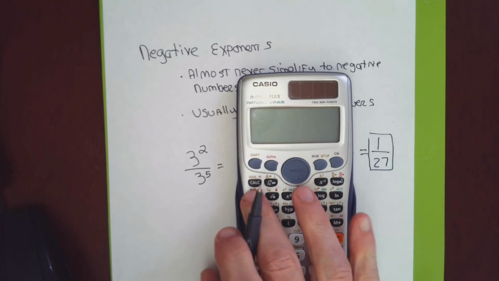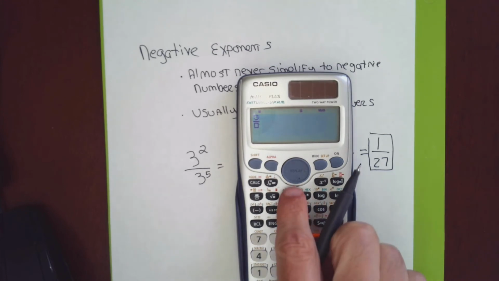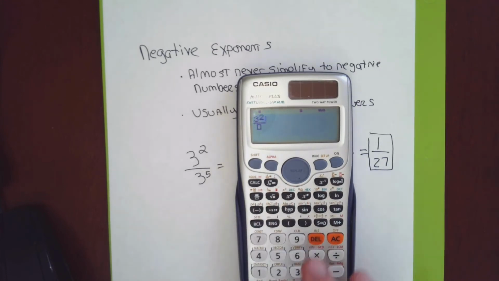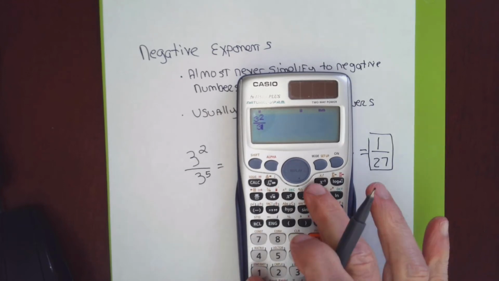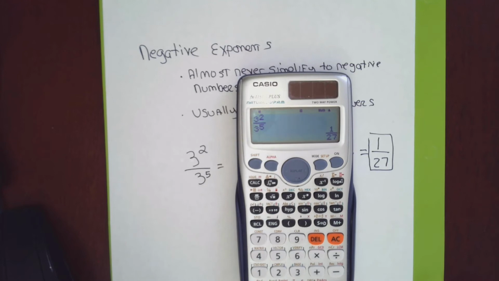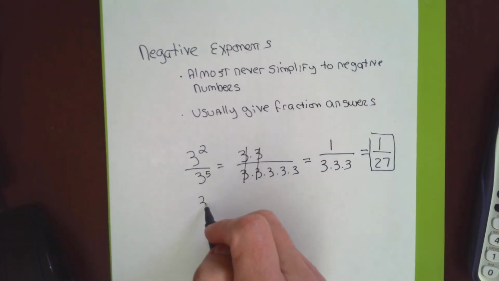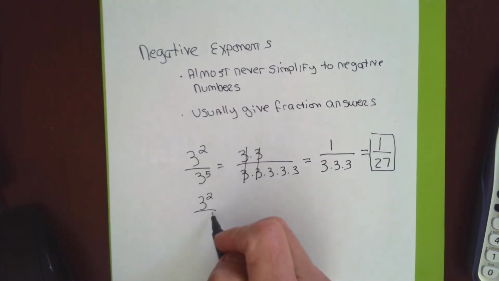If I did this on my calculator, hit the fraction button, turn it on, hit the fraction button, do 3. I could just hit the x squared key to get a square. Divided by 3, x with the square bracket, 5. And I know this is 1 over 27. So there's multiple ways to solve this. One would be to do what I did here. Another would be to use your calculator.